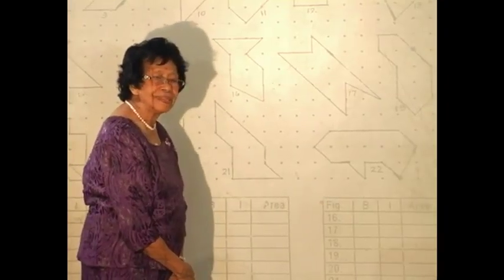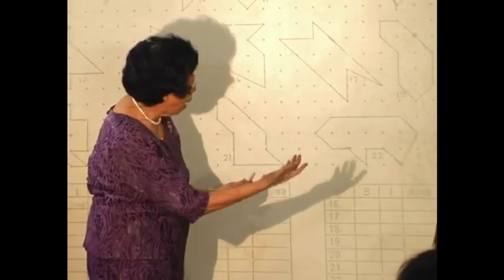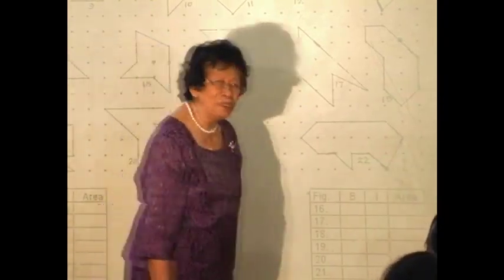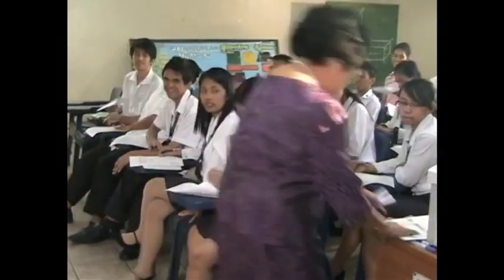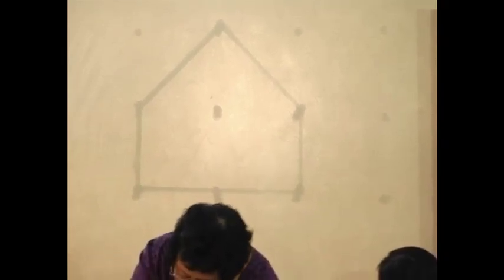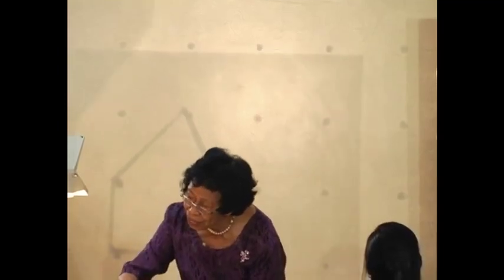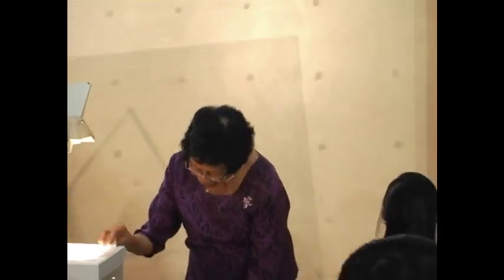22. How many boundary points? How much? 13. Then divided by 2? 6.5. And then 11.5. It's easy now, right? All right. Now, area. Fast. Next, this one. Yes. Okay. 3.5. 3.5? 1.5. Yes. What's the area? 2.5. 2.5? Yes, correct.